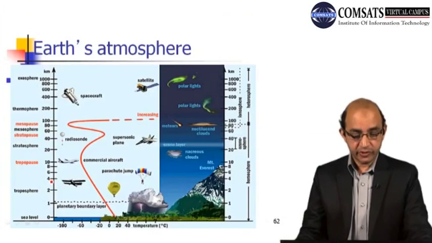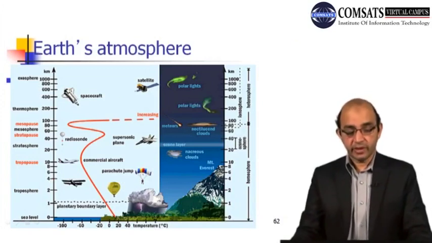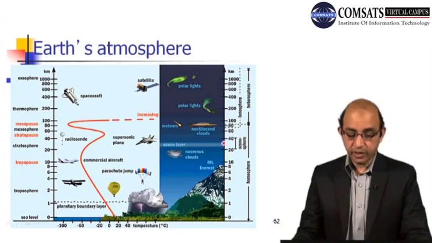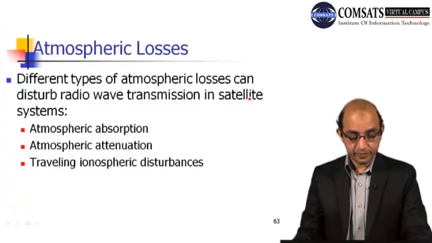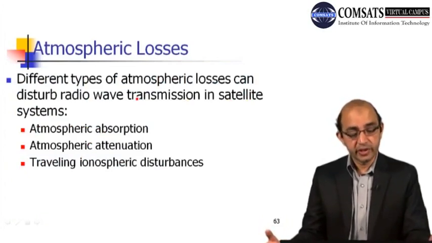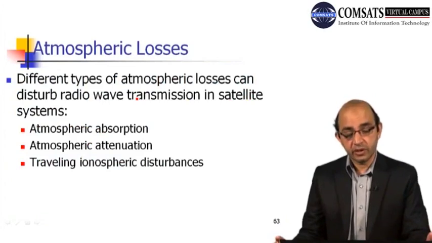Constraints, so there are a few constraints. Here we have shown the Earth atmosphere. You can see we have the homosphere and heterosphere, right? Here we are moving away from the contour of the Earth, and here we have the homosphere, and after that we have the heterosphere. Now we will be talking about the atmospheric losses. Different types of atmospheric losses can disturb the satellite communication.